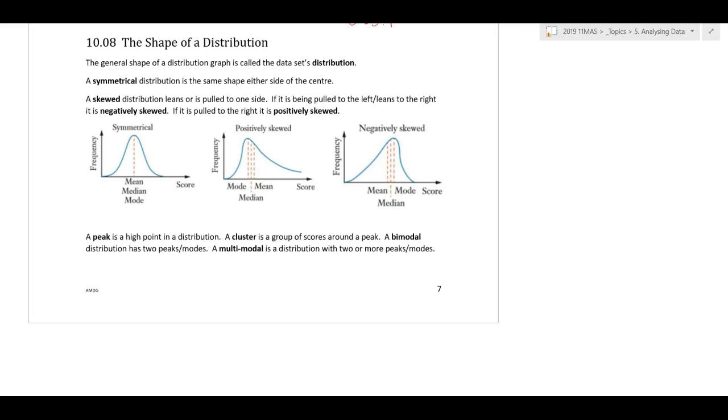We're talking about the shape of a distribution today, and I did allude to this in a previous video. I think I talked about a normal distribution. Distribution is the sort of pattern within our data, to see not just how much they're spread out but where they're spread out.